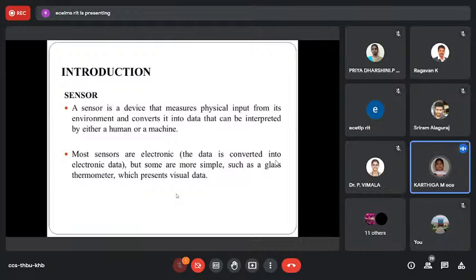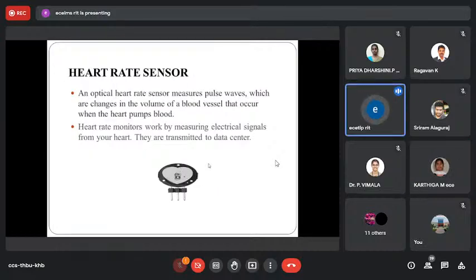Okay. Our project focuses on the sensor. The introduction: a sensor is a device that measures physical input from its environment and converts it into data that can be interpreted by either a human or a machine. Most sensors are electronic, but some are simple, such as a thermometer, which presents visual data. Kartika, your voice is breaking. Please check your network connectivity. Now it's okay. Please be louder.